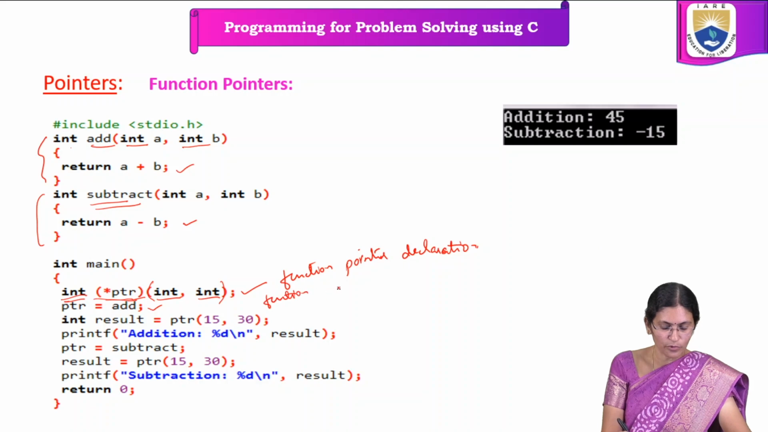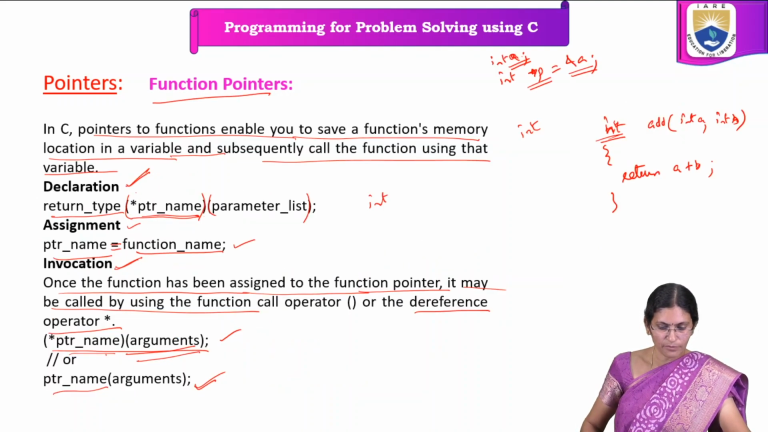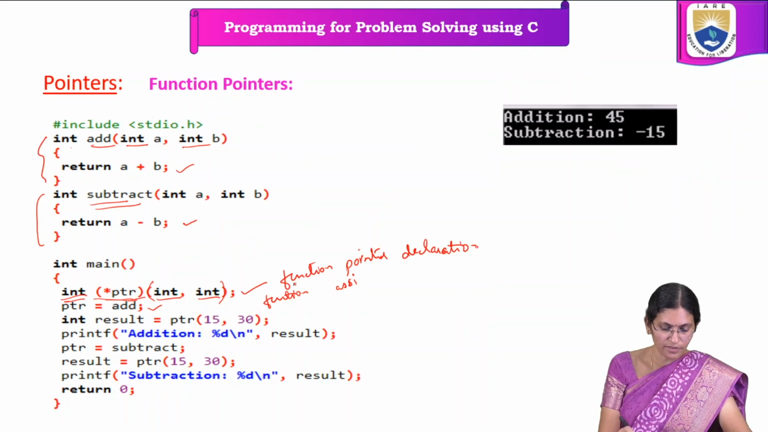Assignment, function pointer assignment. So you need to assign here. The name of the function is add here, so that add name is assigned to the pointer variable. Then after that, this is function calling or invoking the function.